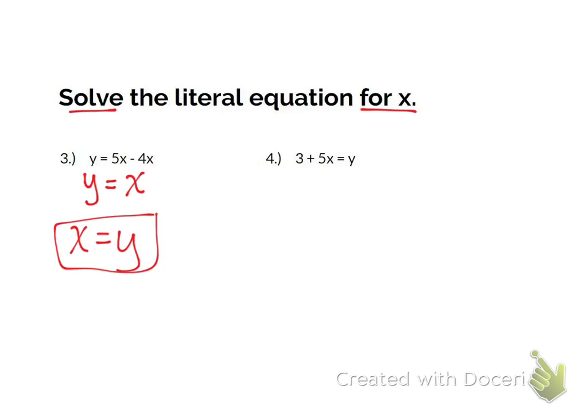All right, number 4 is going to be a little bit different. We're trying to get x alone. Janiyah, what do you think? Good. We subtract 3 from both sides to get started. What do I still have on the left side? 5x. And on my right side? Y minus 3. To get x all alone? Divide both sides by 5.